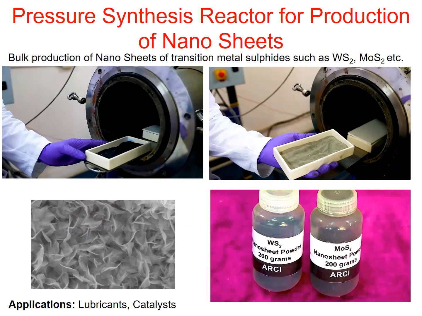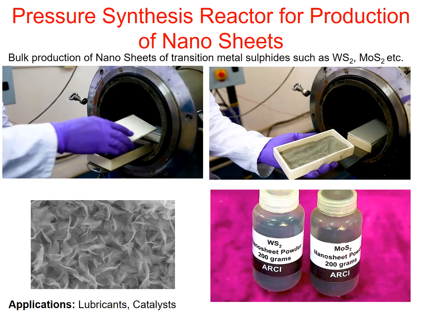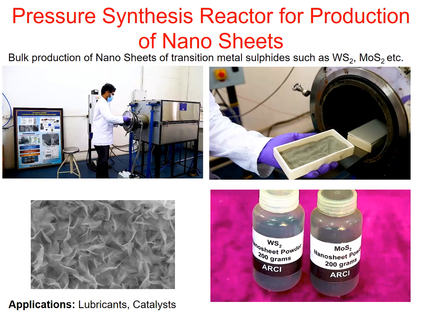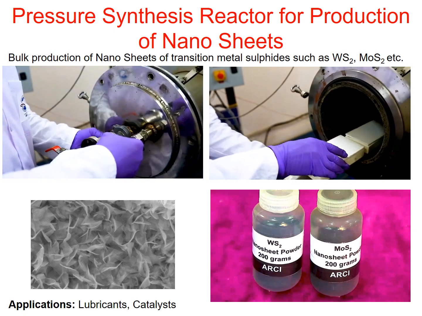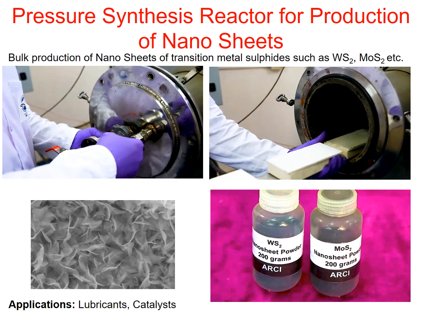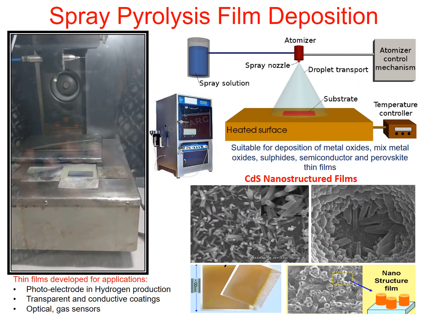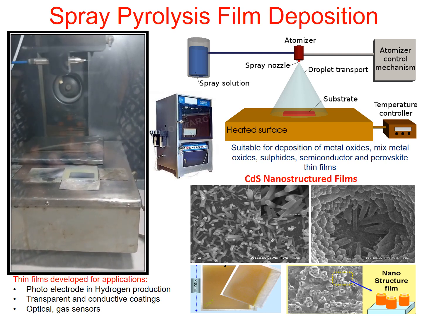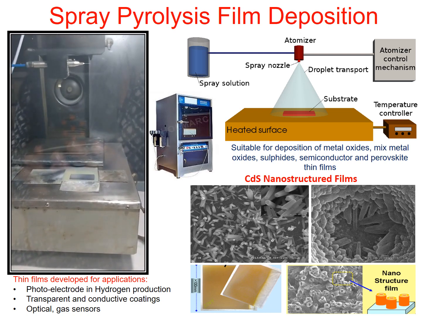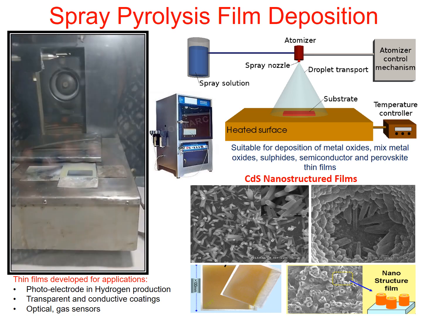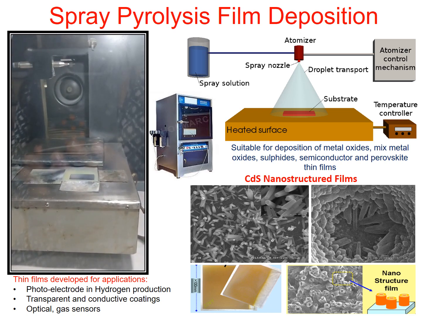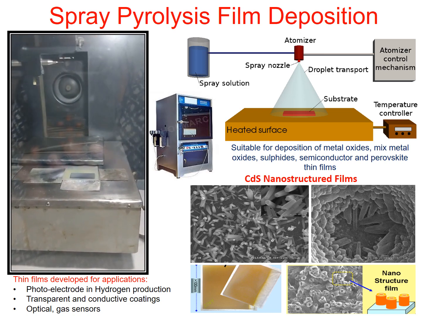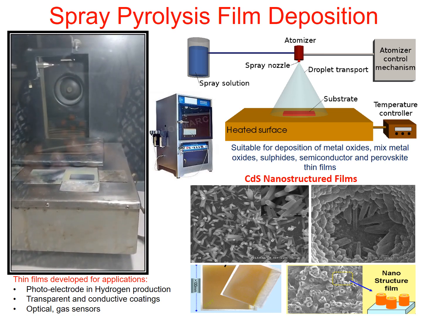Bulk production of nanosheets, the two-dimensional structures, are produced at ARCI in custom-designed pressure synthesis reactor. Tungsten disulfide and molybdenum disulfide nanosheets produced are proven as a lubricant and catalyst in petrochemical industry. Nanostructured thin films are produced by simple, cost-effective, spray pyrolysis deposition technique. Aerosol droplets of precursor solution are sprayed over hot substrate where reaction occurs and film grows. At ARCI, specialized films are developed for applications in sensors, photoelectrodes in hydrogen production, etc.